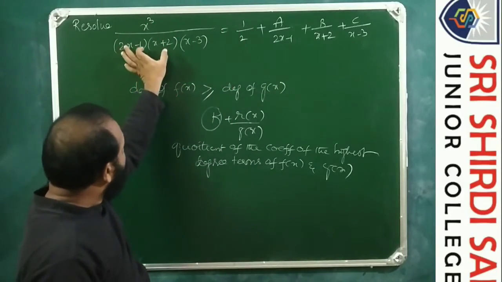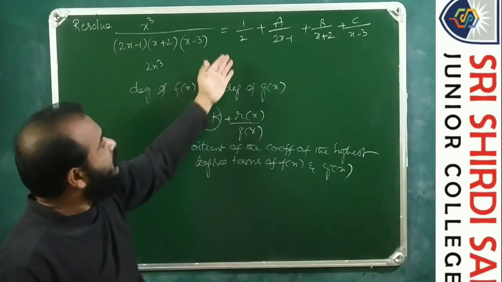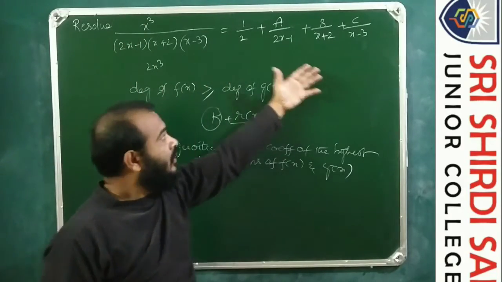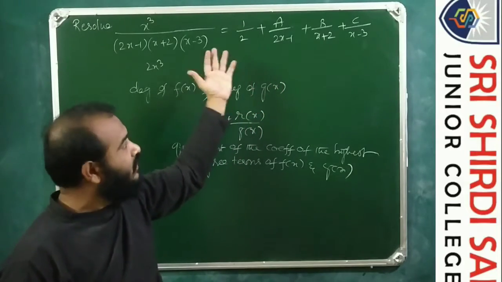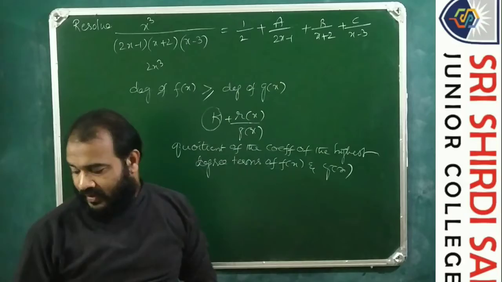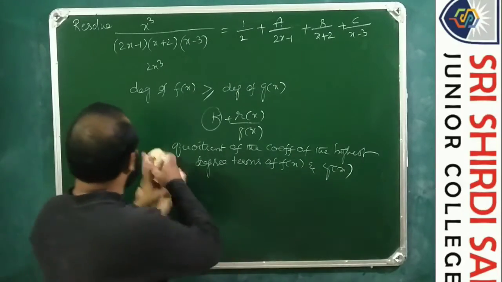Actually, if you divide, this is what we are getting. But this is the indirect process, and this is the easy way. Now let us do this.